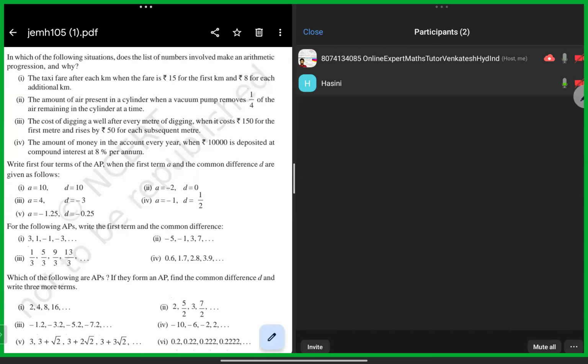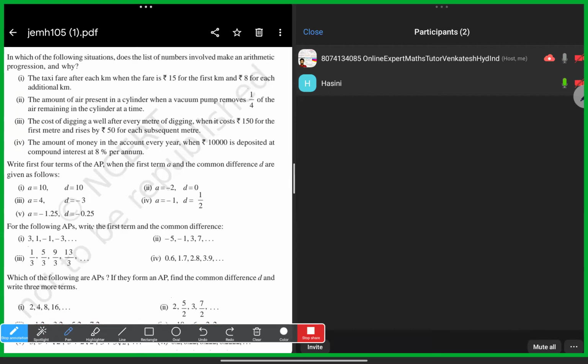The amount of air present in a cylinder when a vacuum pump removes one-fourth of the air remaining in the cylinder at a time. In which of the following situations does the list of numbers involved make an arithmetic progression? So here, the amount of air present in the cylinder when a vacuum pump removes one-fourth of the air remaining in it. Okay, sir.